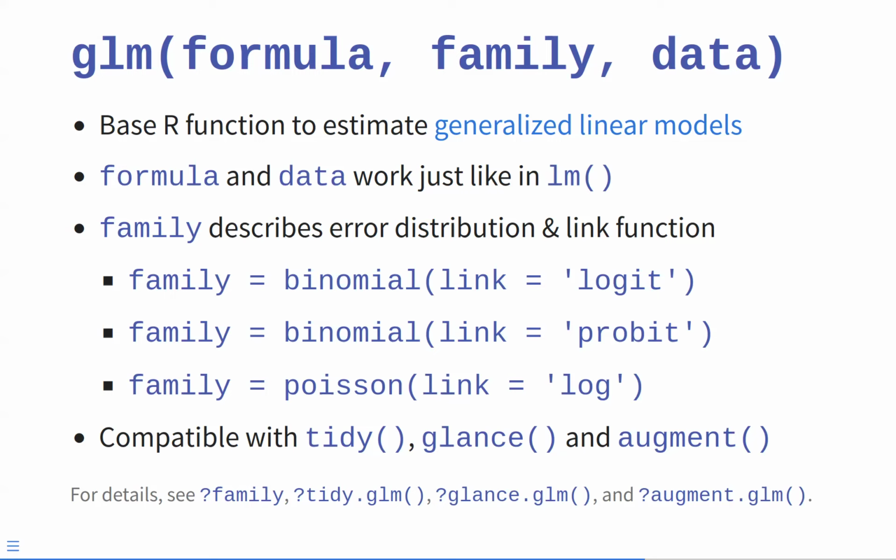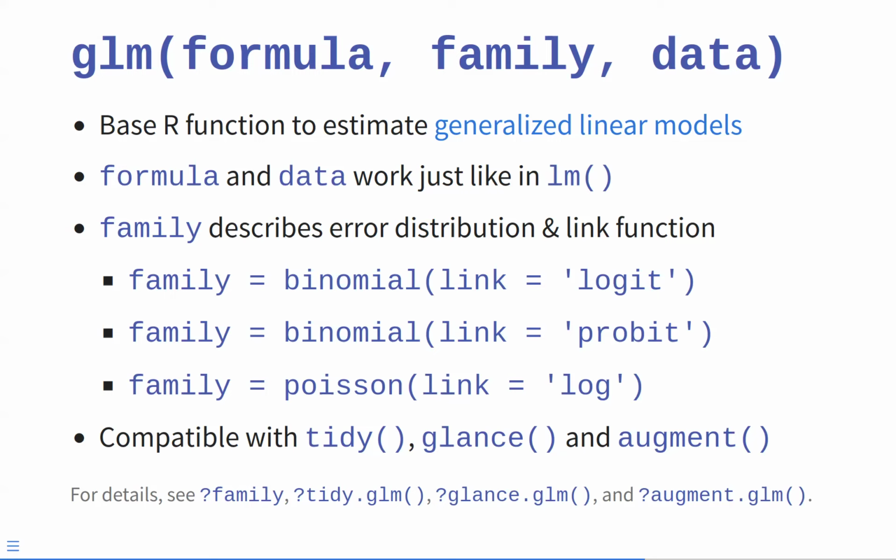So to run logistic regression, which is our goal today, you would specify family equals binomial, link equals logit. If you wanted to run probit regression, which you may know is very similar to logistic regression, except when you look at the latent variable version of the model, rather than a standard logistic, it has a standard normal, you can do that too.